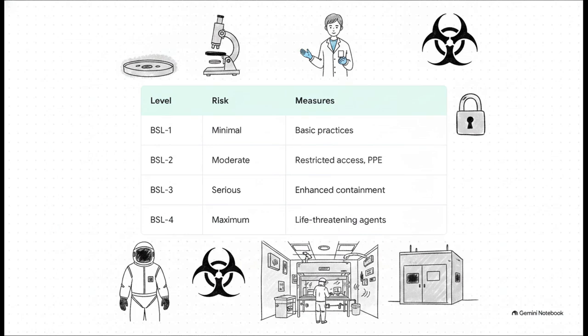Now, what's really interesting about this is how we scale that protection based on the actual danger of the pathogen, using 4 biosafety levels. Down at BSL-1, we're dealing with minimal hazards that just need basic practices. BSL-2 steps it up to moderate hazards, and this is where most clinical labs operating with human specimens sit, requiring restricted access and PPE. Then BSL-3 is a massive jump. It deals with serious airborne risks, which means we need enhanced containment. And finally, BSL-4. That is maximum containment for incredibly dangerous, life-threatening agents where there might not even be a cure.